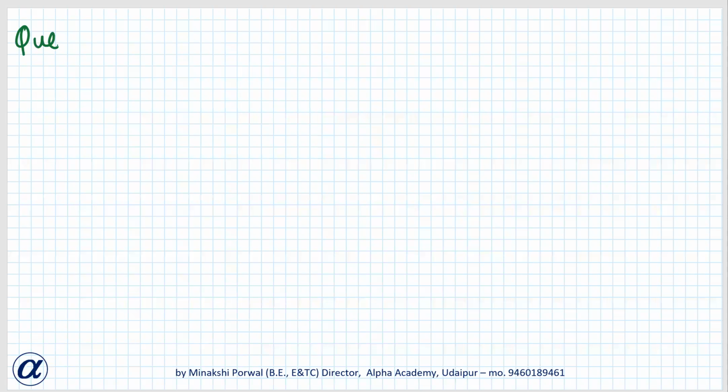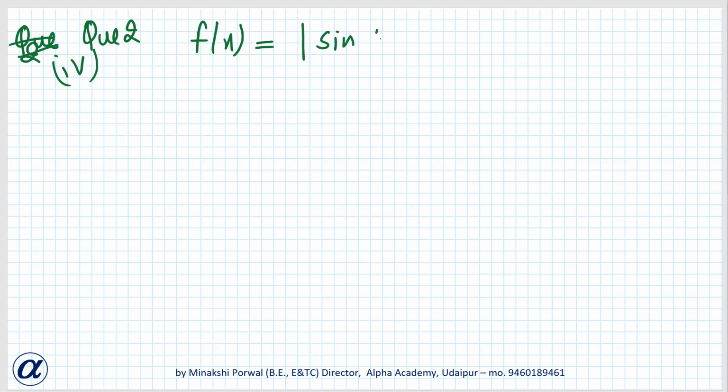Question second, fourth part. So f(x) equals to mod of sine of 4x plus 3. Okay. Now, sine of 4x plus 3 and its mod.